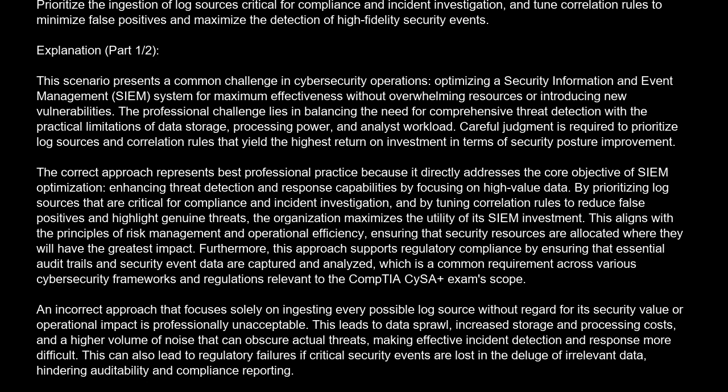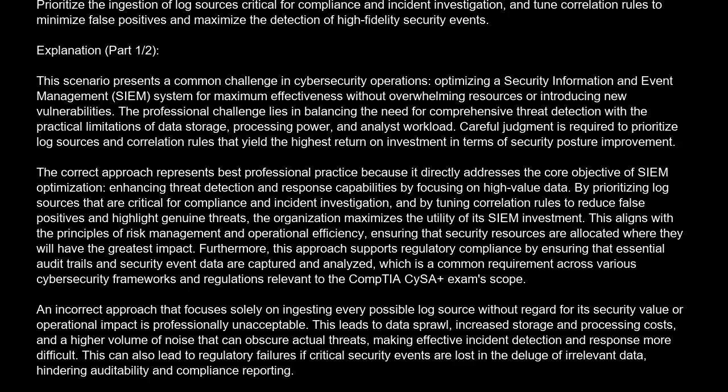The correct approach represents best professional practice because it directly addresses the core objective of SIEM optimization, enhancing threat detection and response capabilities by focusing on high-value data. By prioritizing log sources that are critical for compliance and incident investigation, and by tuning correlation rules to reduce false positives and highlight genuine threats, the organization maximizes the utility of its SIEM investment.